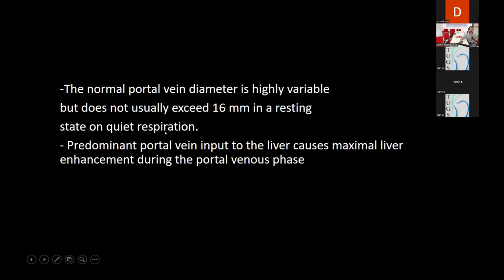The normal portal vein diameter is highly variable, but usually it does not exceed 16 millimeters in a resting state on quiet respiration. If the portal vein diameter is more than 16, one should suspect that the patient is having portal hypertension. The predominant portal vein input to the liver will cause maximum liver enhancement during the portal venous phase.